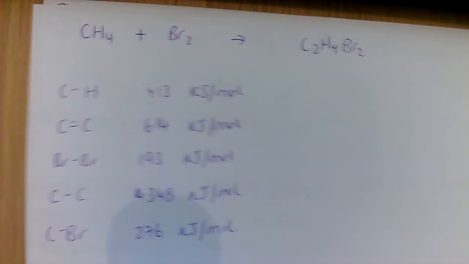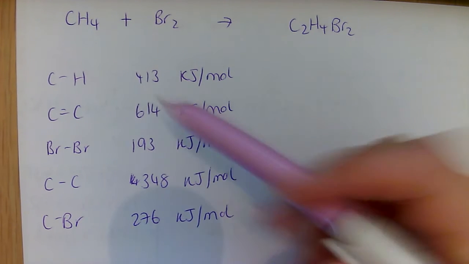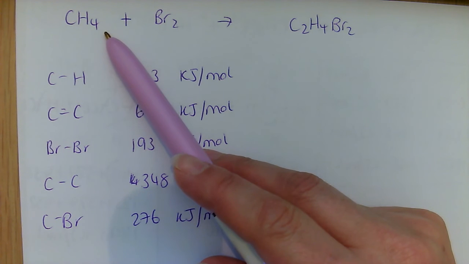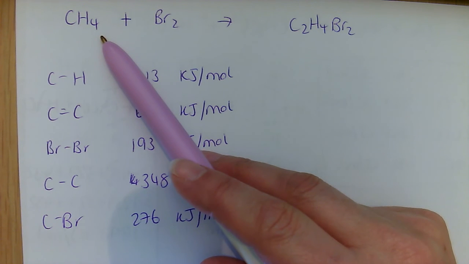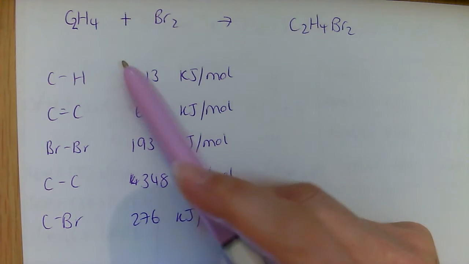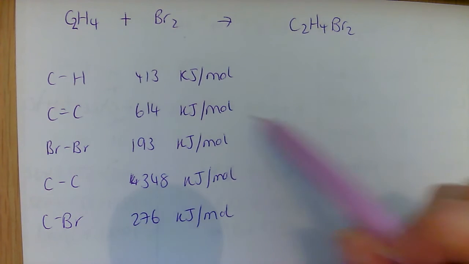Okay, so if we turn over, this is an example for you to have a go at. So here you've got... No, I didn't mean that. That should be C2. Apologies. We've got ethene reacting with bromine.